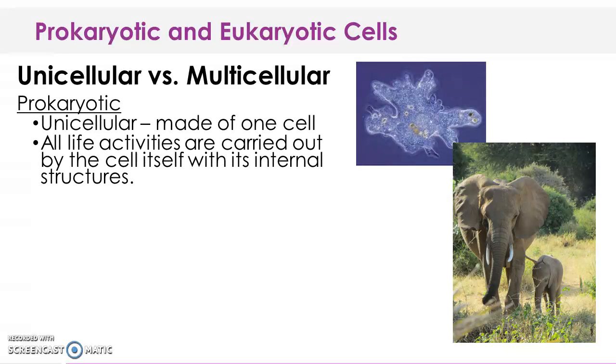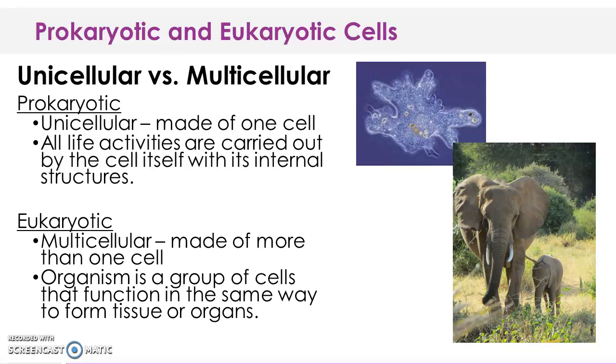Another main difference was the types of organisms that are made up of these cells and the size. So we said prokaryotic cells are going to be found in unicellular organisms that are made of only one cell. Because they're only one cell, all life activities have to be carried out by that cell by itself with its internal structures, whereas a eukaryotic cell is going to be typically found in a multicellular organism, such as these elephants that you see. They're made up of more than one cell, so one cell doesn't have to do every life activity. Different cells are specialized and have their own specific function to carry out.